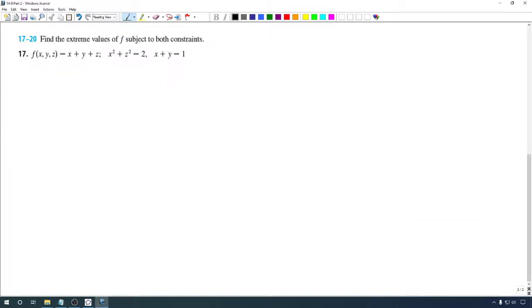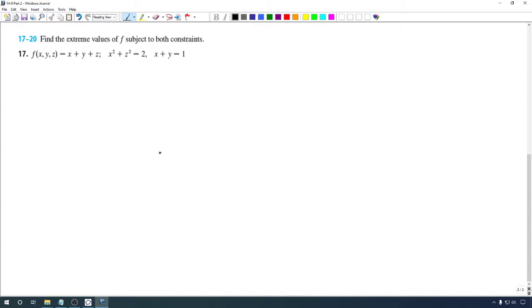Let's work on problem 17. We're trying to find any extreme values, any maximums or minimums, if we can. We have a function, x plus y plus z, fairly nice function there. We have two constraints, x squared plus z squared equals 2, and x plus y equals 1.